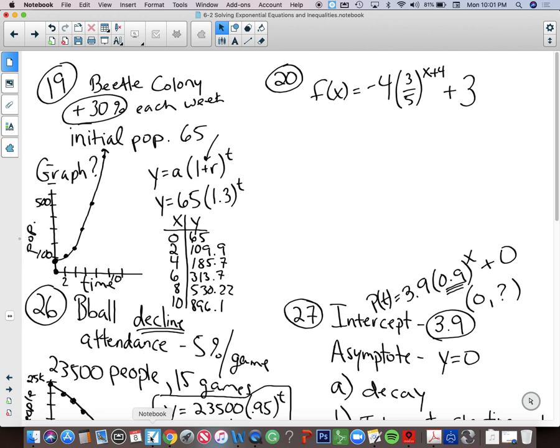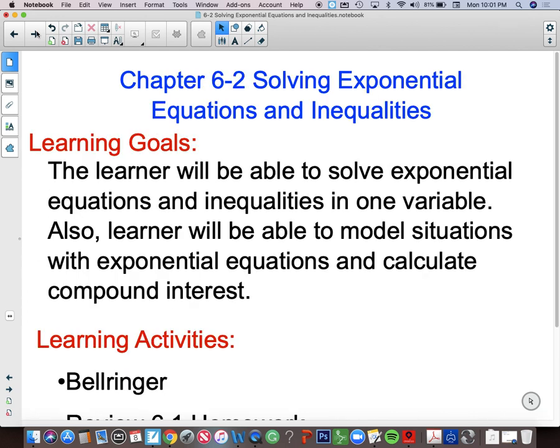All right, so the 6.2 is what we're doing today. We're solving exponential equations and inequalities. Not too bad. It's a little bit of a jump with our brain here, but it's not too bad. So we're going to be able to solve exponential equations and inequalities in one variable. That just means using either just an x or just a y. And then we're going to be able to model situations with exponential equations and get compound interest. Okay, very applicable to real world stuff here.